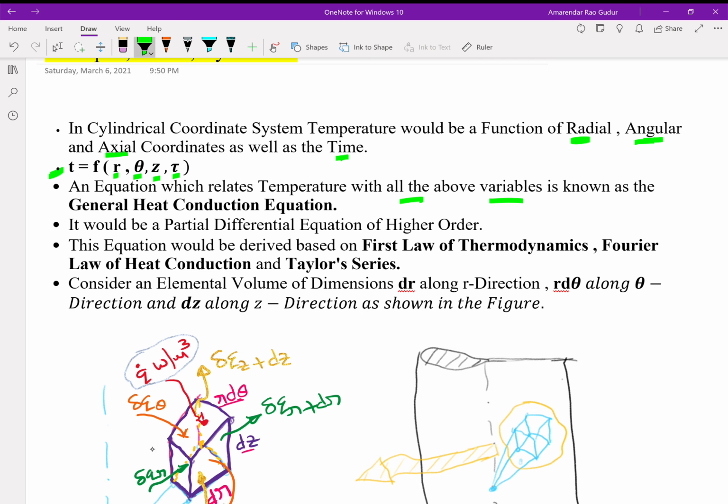We are going to realize that it would be a partial differential equation of higher order. While deriving this equation, we will be using the first law of thermodynamics, which is nothing but energy balance, the Fourier law of heat conduction, and the Taylor series.